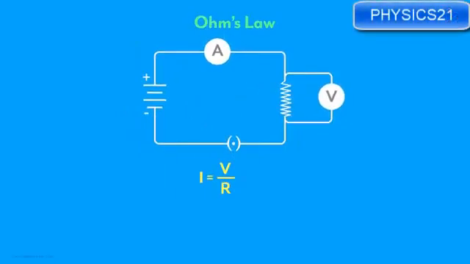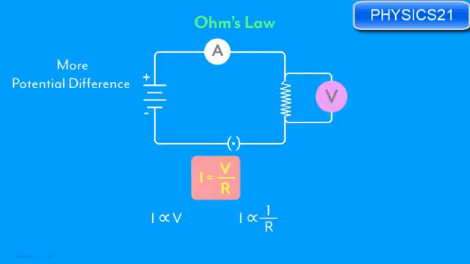Ohm's law in simple words gives us the relationship between the current, the voltage and the resistance in a circuit. This tells us that the flow of current is directly proportional to the potential difference between the points and inversely proportional to the resistance.